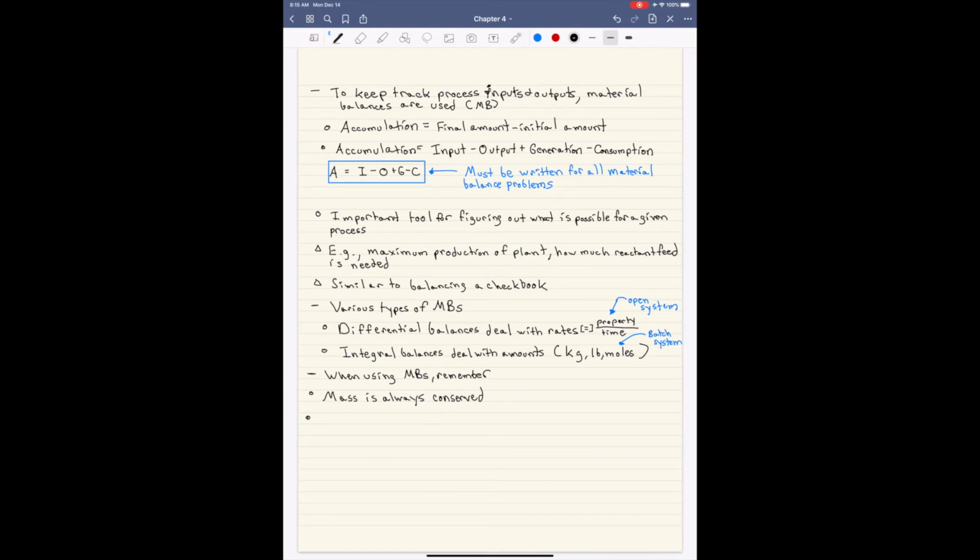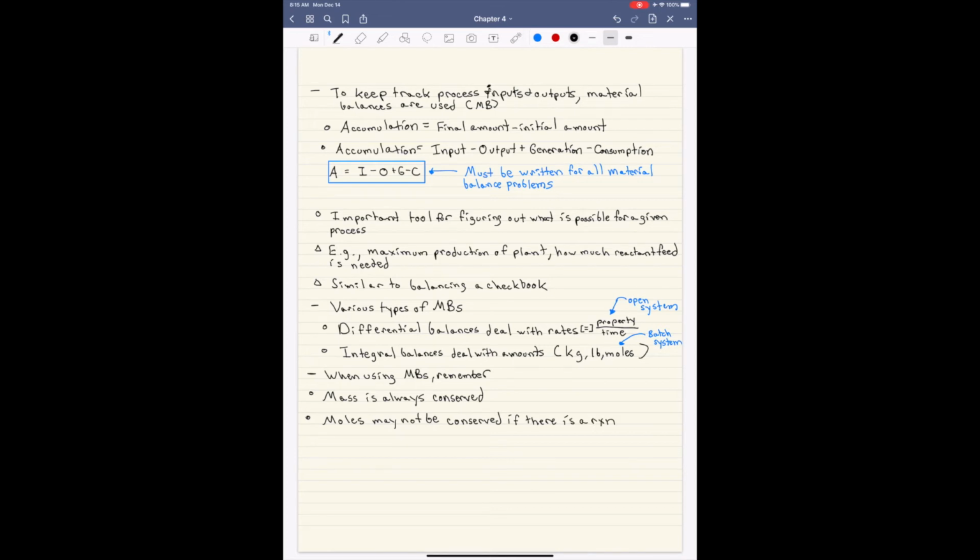But we not only deal with mass in this course, right? We also deal with moles. And one of the main things you need to remember here is that moles may not be conserved if there's a reaction going on.